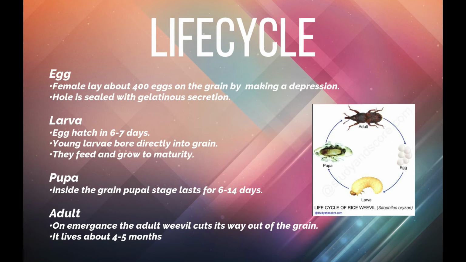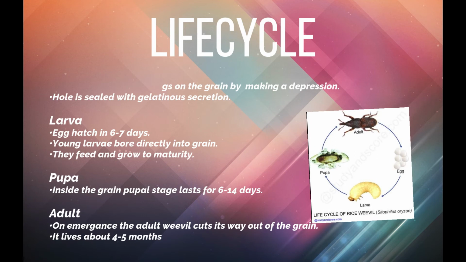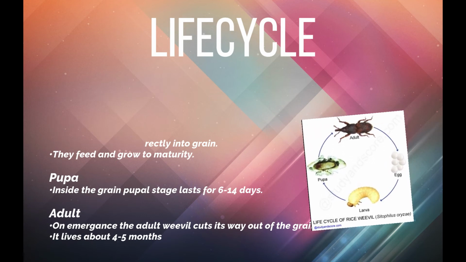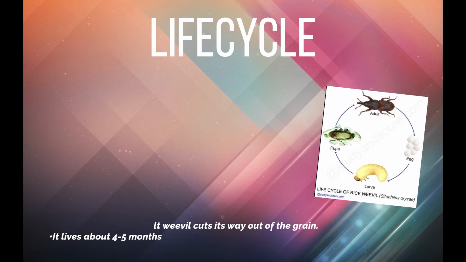Then they pupate inside the grain. The pupal stage lasts for 6 to 14 days. On the emergence of the adult weevil, it cuts its way out of the grain and lives for about 4 to 5 months. At last, generations are completed within a year.